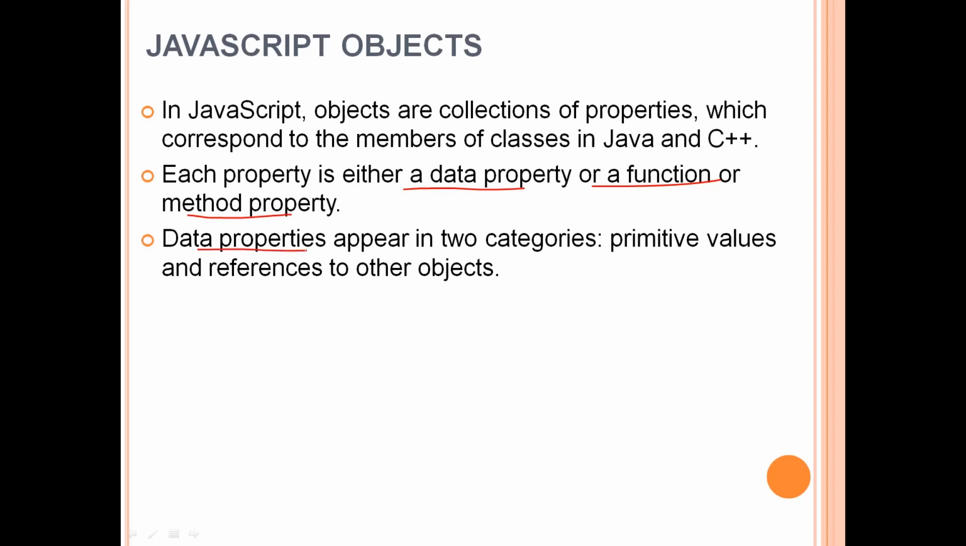Data properties appear in two categories: primitive values and references to other objects. So there can be two different types of data in JavaScript objects. The data can be primitive values like integer values, floating values or any other values, or a data property can also be an object, or a reference to another object. So that is JavaScript objects.